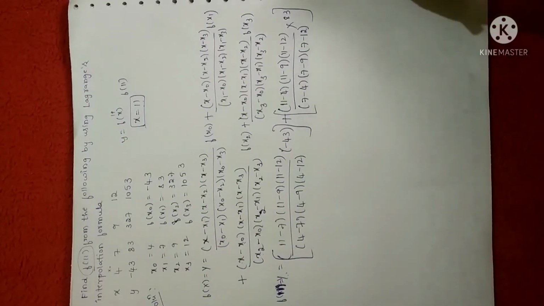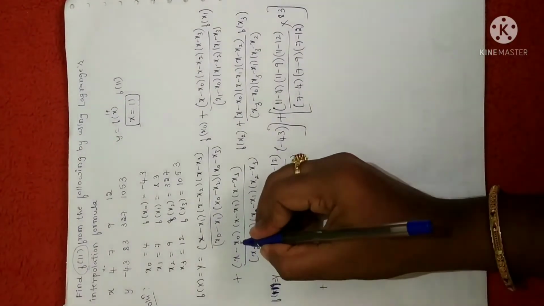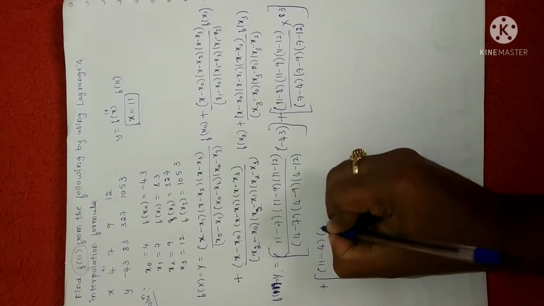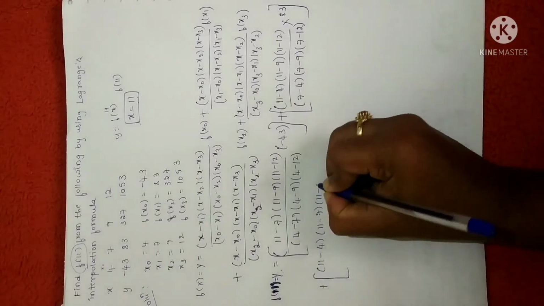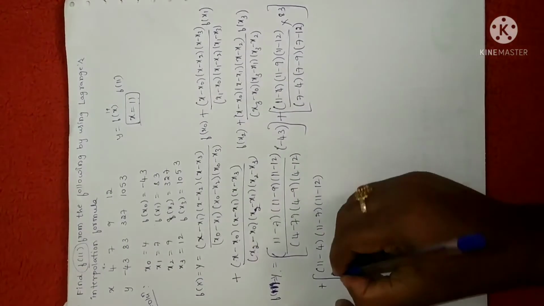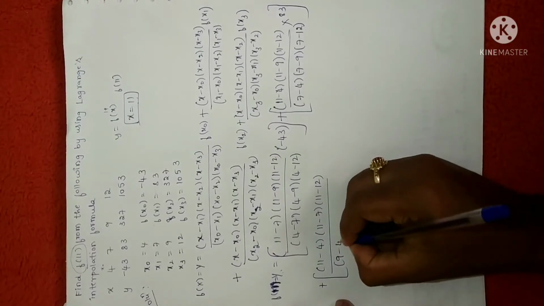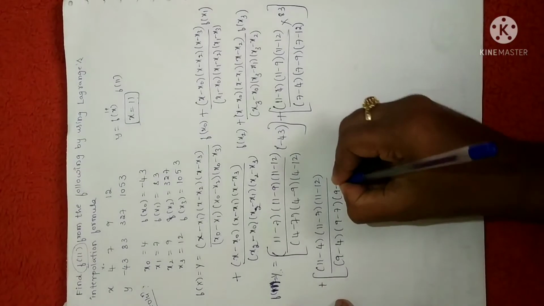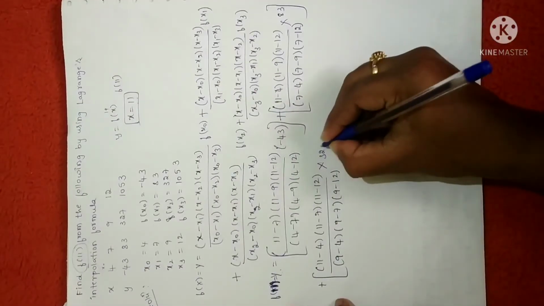Now let me put the third term. So I'm going to substitute it in the third term, x minus x naught. So x is 11 minus x naught is 4. Next, x is 11 minus x1 is 7. x is 11 minus x3 is 12, divided by x2. x2 is 9 minus x naught is 4. Next, x2 is 9 minus x1 is 7. x2 is 9 minus x3 is 12 into f of x2 is 327.